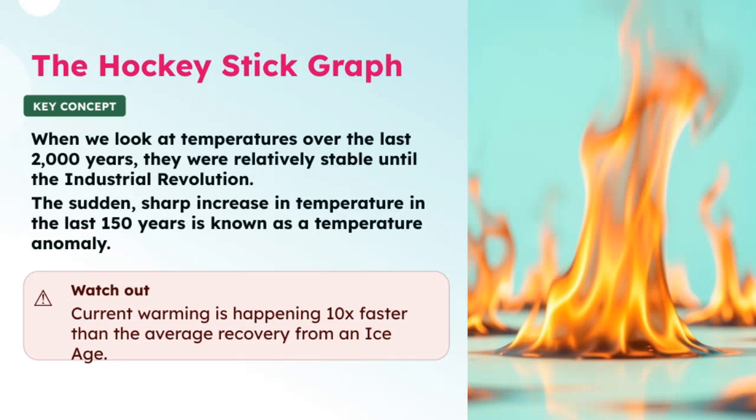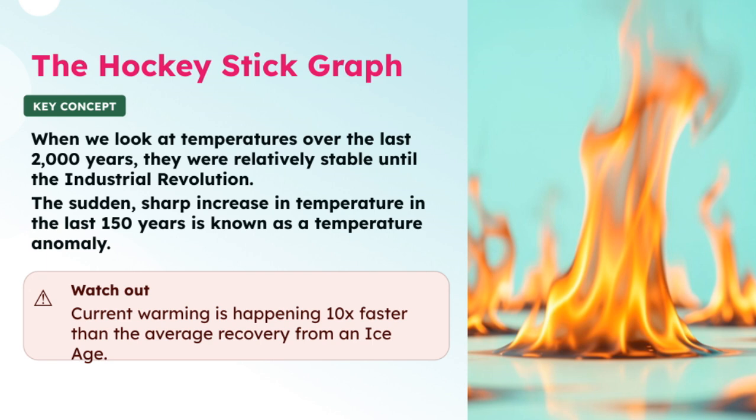Now we come to a very important idea, the hockey stick graph. When scientists look at temperature records over the last 2,000 years, they find that temperatures were relatively stable for a long period. There were variations, of course. Some periods were warmer or cooler than others. But after the Industrial Revolution, temperatures began to rise sharply. This sudden upward curve is often described as looking like a hockey stick, a long, fairly flat handle followed by a steep blade rising upwards.